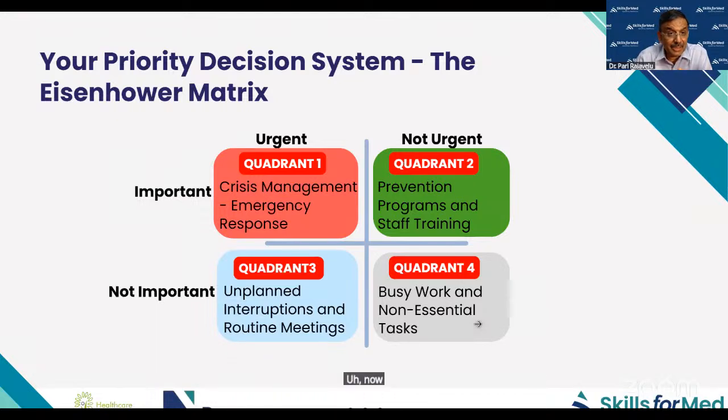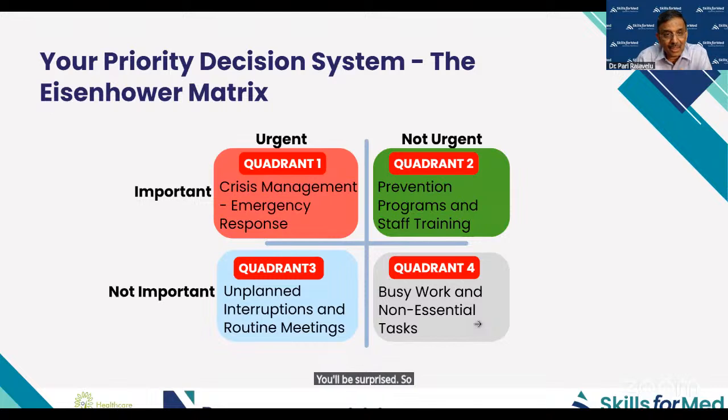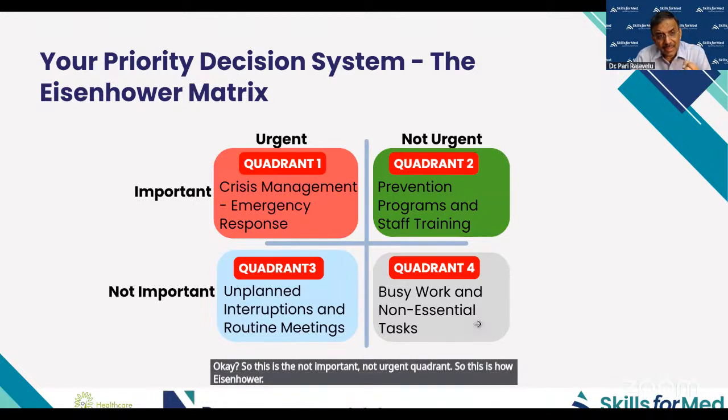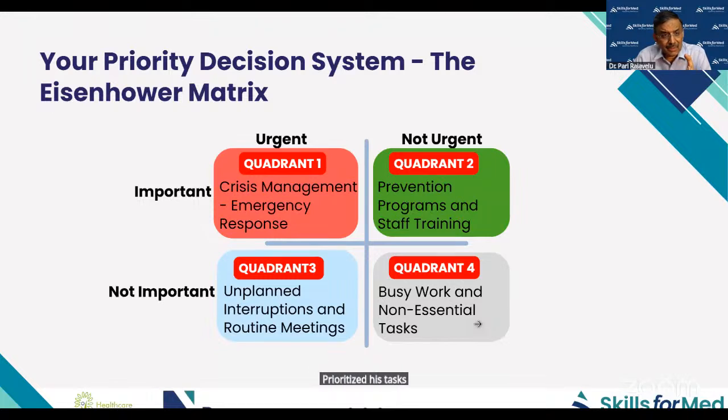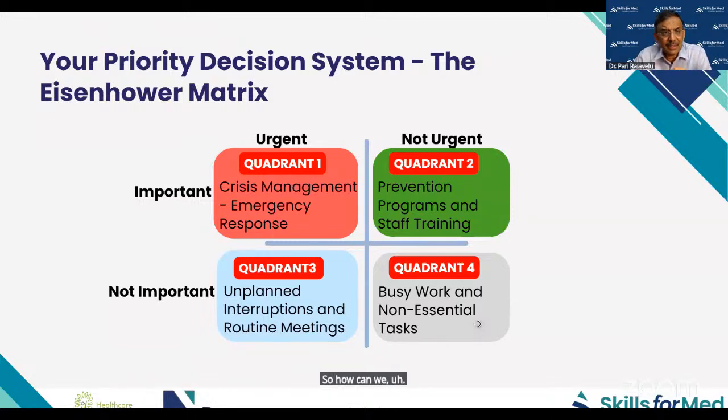Now, if you check the digital well-being in your phone for about a month and look at how often you use your social media apps, you'll be surprised. It'll run into 2 hours, 4 hours per day. So this is the not important, not urgent quadrant. This is how Eisenhower prioritized his tasks and was able to become the president of the USA and do so many other things. So how can we adapt it to the healthcare scenario? Next slide, please.